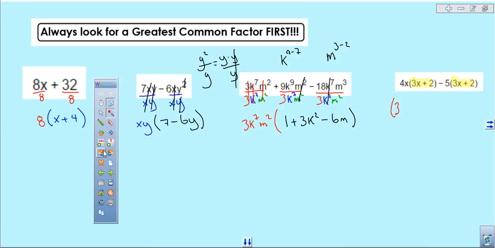Let's do it like the technique I've been following, and show that I can take a 3x plus 2 out of this one and a 3x plus 2 out of this one. When I do that, those cancel. So I take that 3x plus 2 out. I come back across, those cancel. That leaves me with a 4x minus 5. So what it creates is two binomials that are multiplied together.